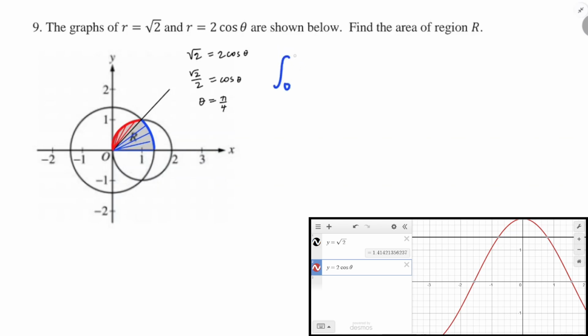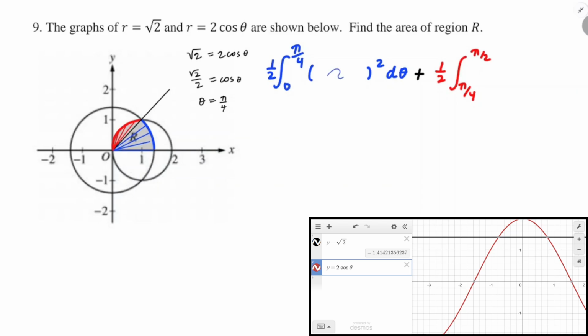Say integral from 0 to pi over 4 of 1/2 is going to be the smaller circle. But it's the one that's not centered at the origin, so that's r equals 2 cosine theta. It's a little tricky. We're going to add area on red, so it's going to be 1/2 the integral from pi over 4 to pi over 2 of... Wait, no. Blue was the circle that was centered at the origin.